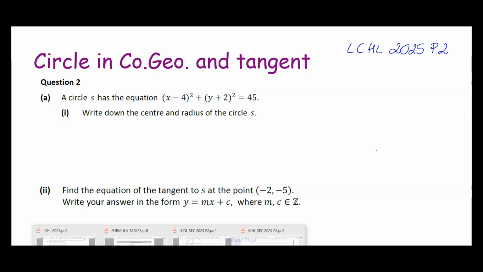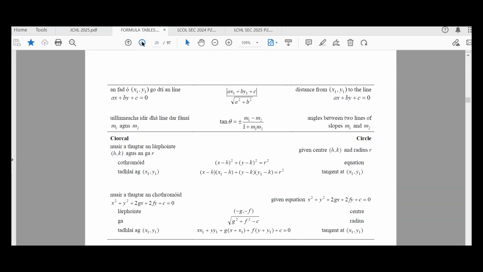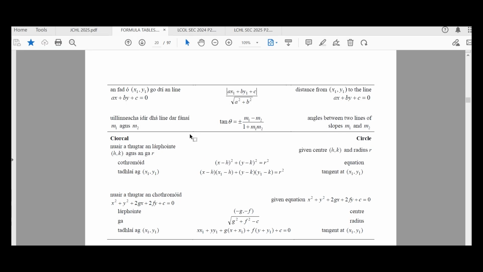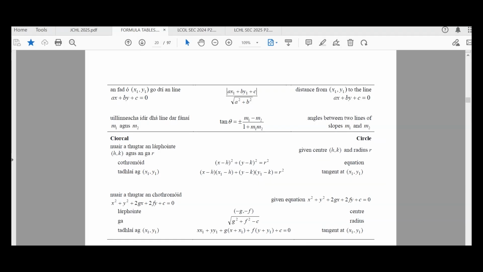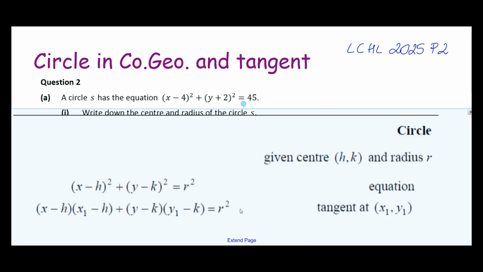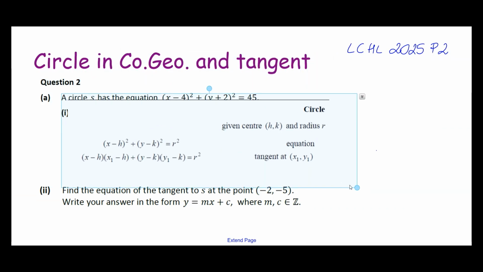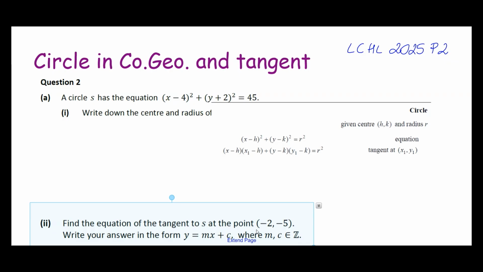Once you see the question is about circle in coordinate geometry, you open your table to where you have the formulas for the circle in coordinate geometry. So here, let's take that again. On your page 19, in our maths tables, we have the formulas for the circle in coordinate geometry.